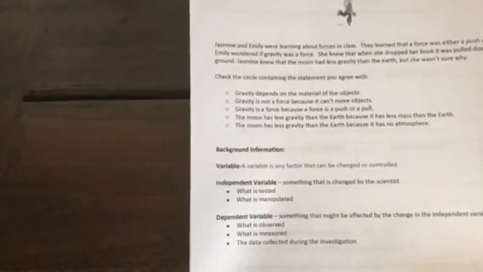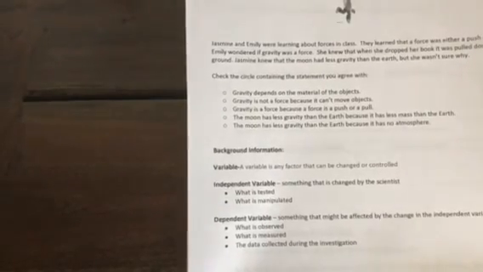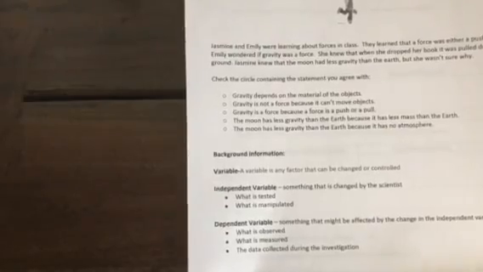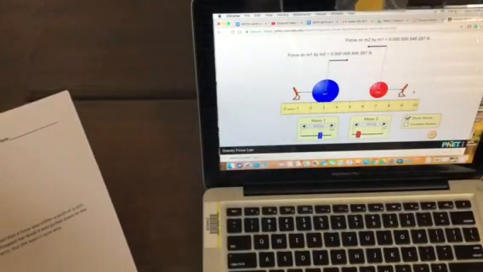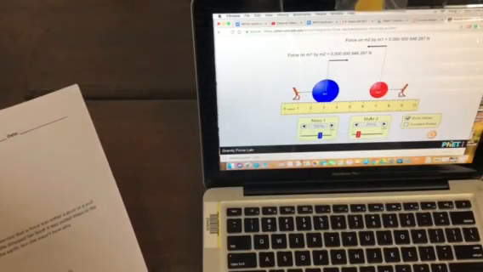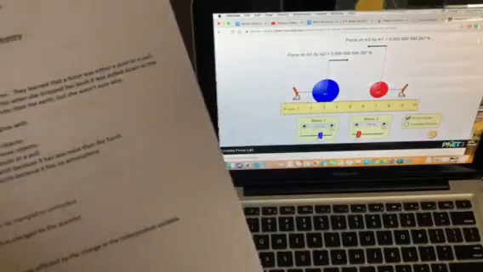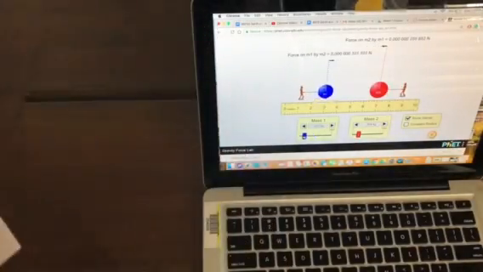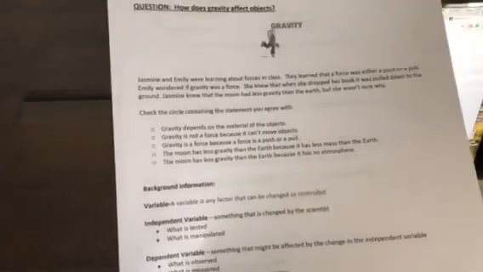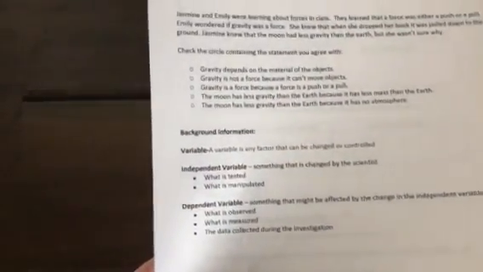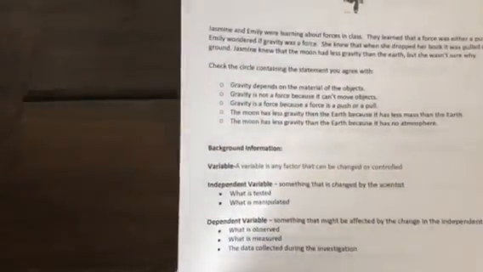Okay. So this is something that you need to understand for the next part. A variable is any factor that can be changed or controlled. And an independent variable is something that's changed by the scientist. So what's being tested or manipulated. So in this simulation, we are going to be manipulating basically the mass of the object. The independent variable, so the size of the object, the mass of the object, is what we're going to be manipulating. That's the independent variable.